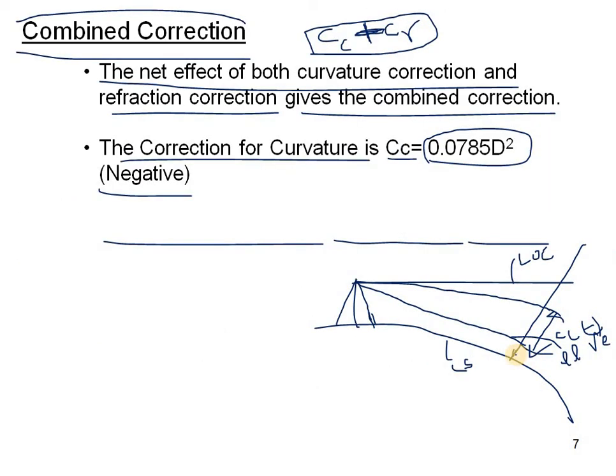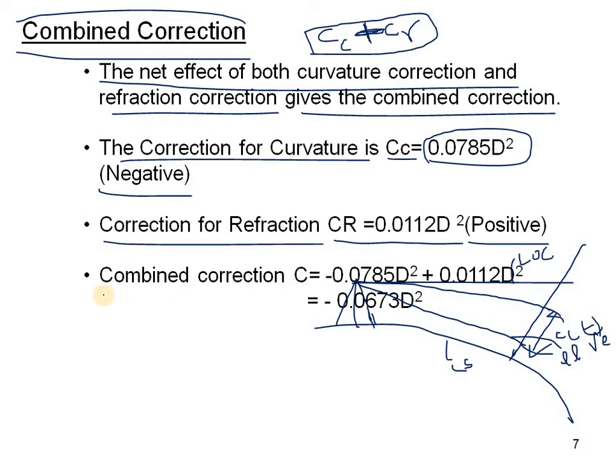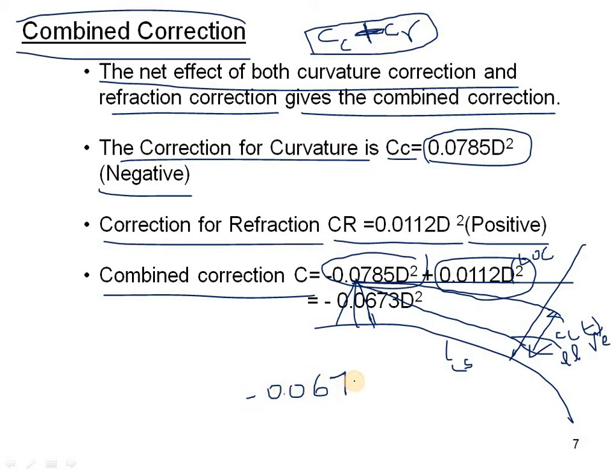So when combined, the correction here is CR, and CC is positive and negative. And coming to here, the combined correction C is equal to 0.0785 d square plus 0.0112 d square. You will get that is minus 0.0673 d square. So this is the formula for combined correction.